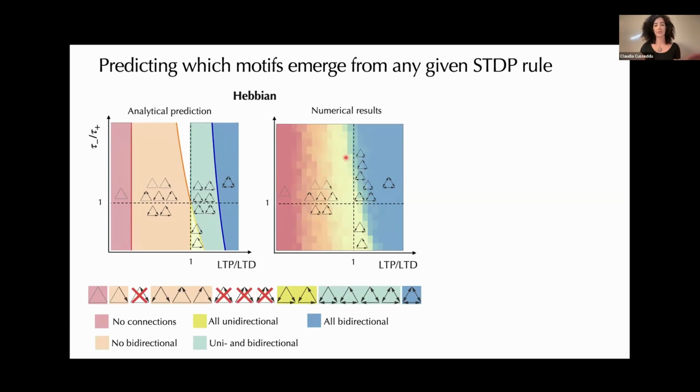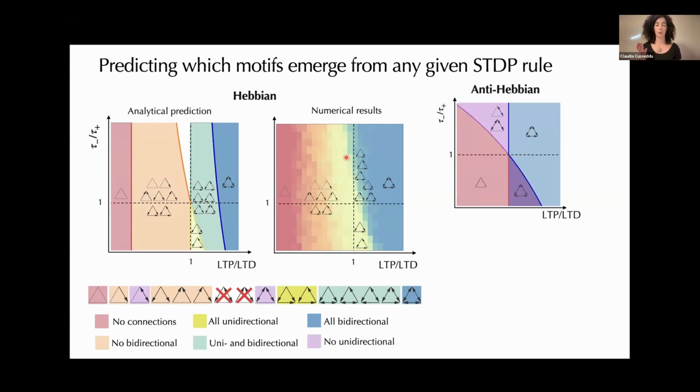So the Hebbian rule could give rise to many motifs, but we couldn't cover the whole set of motifs, so we investigated which motifs emerge through the other families of STDP, the anti-Hebbian rule. What we observed was that the anti-Hebbian rule facilitates the formation of a much smaller variety of motifs, but two new motifs emerged here, which I highlighted in pink.